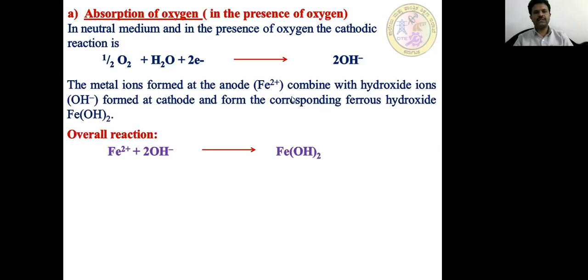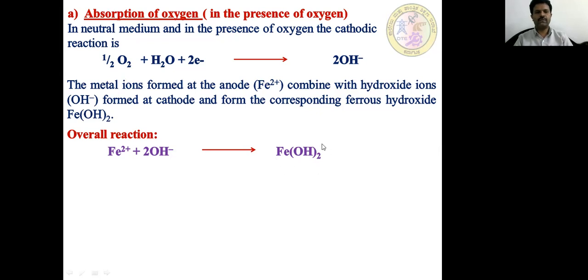The metal ions, now we observed 2 different ions. One is Fe2+ positive ion and OH- negative ion. So the metal ions formed at anode, Fe2+, and hydroxyl ions formed at cathodic region start moving towards each other and combine with hydroxide ions formed at the cathode, and finally ferrous hydroxide product formed.